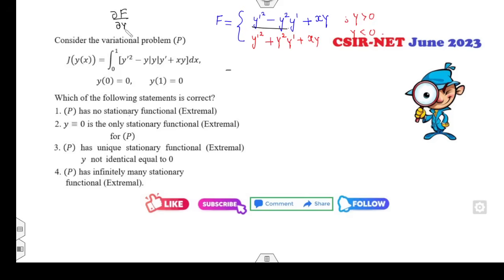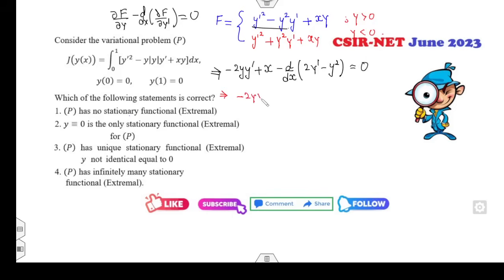तो क्या था आपका आइलर इक्वेशन, माइनस d/dx ऑफ, यही था ना। इसमें देखिए वीक मैक्सिमा मिनिमा नहीं पूछा तो उसके ऊपर फोकस नहीं करेंगे हम। तो लेट्स स्टार्ट करते हैं। तो y' के साथ करें, y के साथ करा 2y y' प्लस x माइनस d/dx इज 2y' माइनस y² इज 0। फाइन, so that will be minus 2y y' plus x minus 2y'' minus 2y y' is 0.